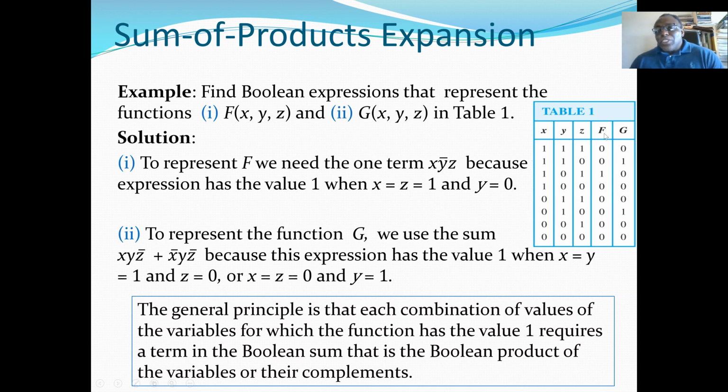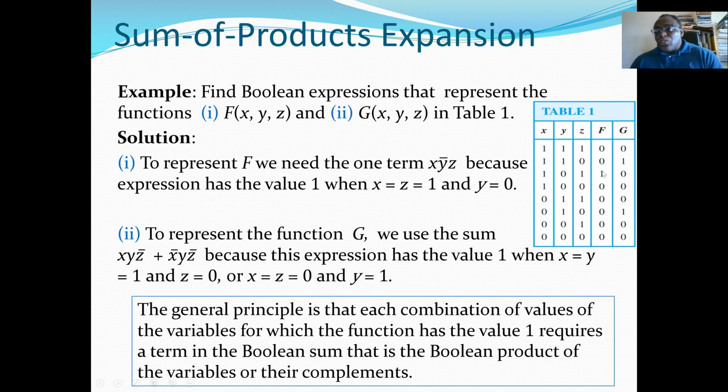In order to get the sum of product, we have to look at the function f column. I'm doing the f function first. When we look at the f function, anywhere we have 1, we are going to write the expression down, which we call the sum of product expression. So when you look at function f, we have only one 1, which is in the third row. Again, you follow my cursor. The first row is 0, the second row is 0, the third row is 1.